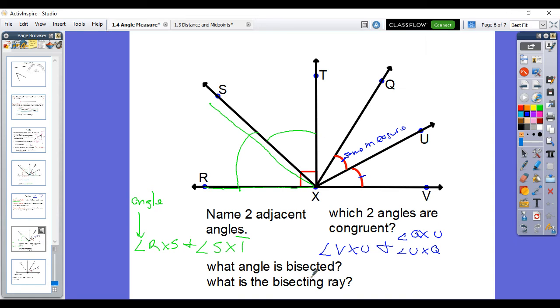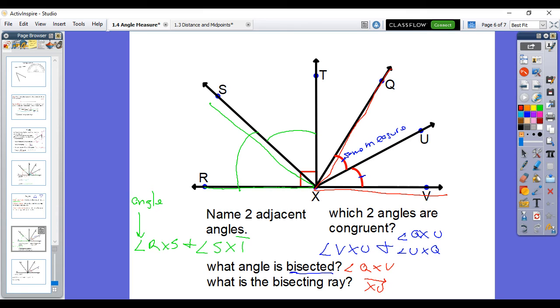Now, what angle is bisected? What angle, for sure, looking at this, was cut into two equal parts? Remember, bisect means to cut into two equal parts. Since we just talked about two congruent angles, these two smaller angles are the same. That means the original big angle that makes both of them up, angle QXV, got bisected by a ray. What ray is in the middle? This one right here, ray XU.